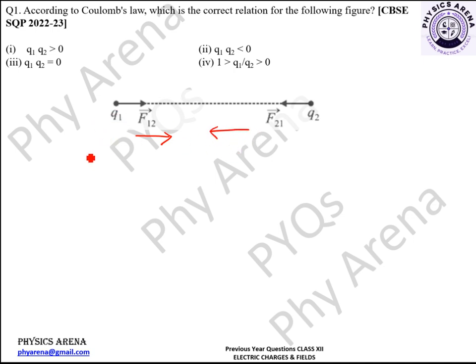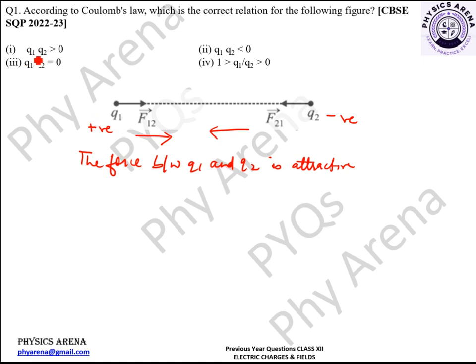So it means that the force between Q1 and Q2 is attractive in nature. And this is possible only when these two charges have opposite signs. So if Q1 is positive, then Q2 has to be negative, and vice versa. If Q2 is positive, then Q1 has to be negative. Now we need to select the correct relation.